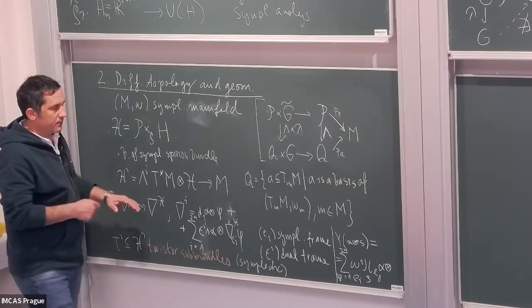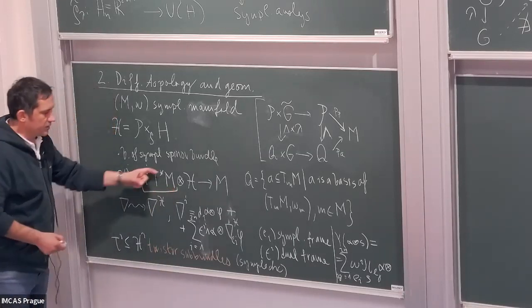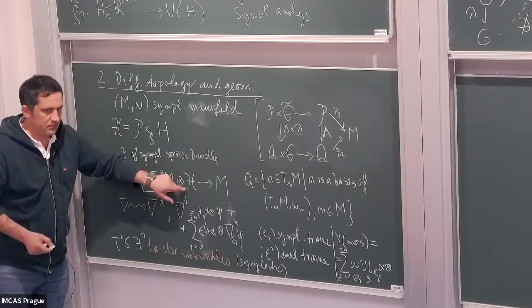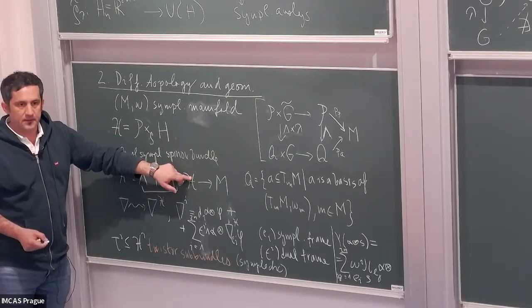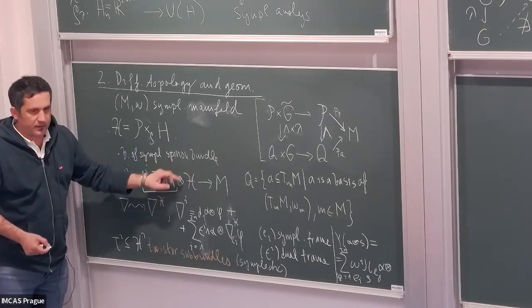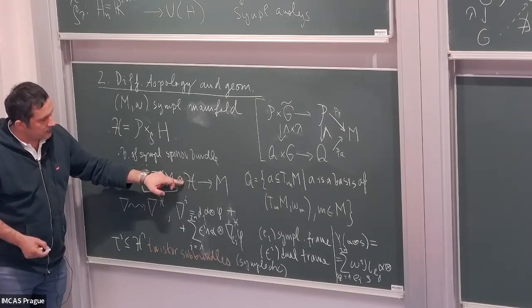Then what can one do? One can take exterior forms on the manifold and twist them by these spinors. Usually one twists by line bundles, but we can twist by something finite dimensional. And I try to twist by these spinors.